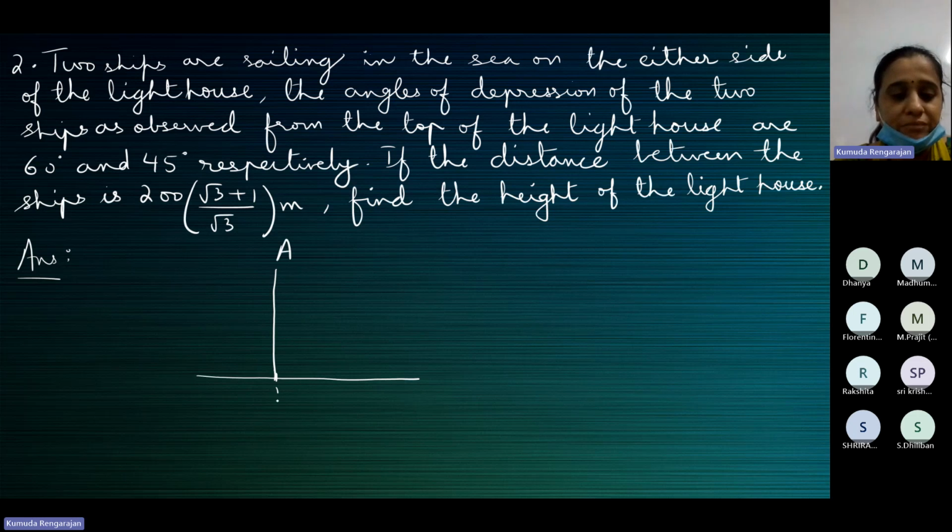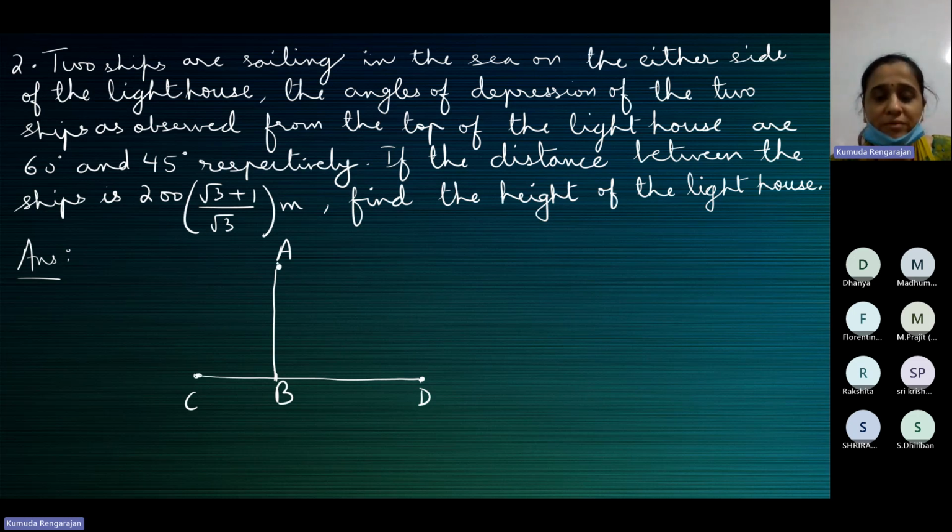Let me call it AB. C is one ship to one side of the lighthouse. D is another ship to the other side of the lighthouse. Now the observer is on the top of the lighthouse and he observes the two ships on the sea. A is the top of the lighthouse, B is the foot of the lighthouse. C and D are the positions of the two ships on either side of the lighthouse.